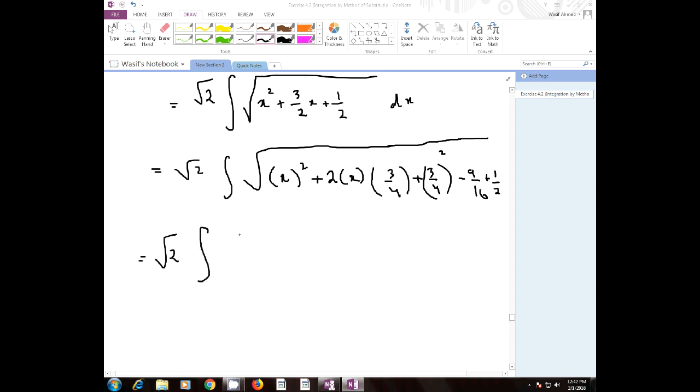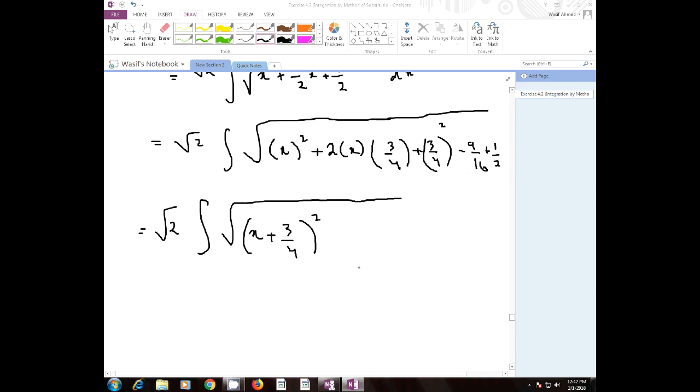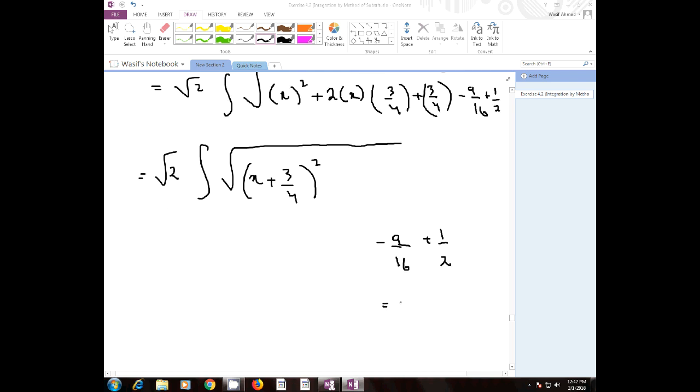Square root 2. And in the integral, you have square root of, the first three terms are the square of x plus 3 divided by 4. And the last two terms can be simplified to minus 9 by 16 plus 1 by 2. Apply the LCM method. You have minus 9 plus 8 divided by 16. That is equal to minus 1 divided by 16. So minus 1 divided by 16 is the square of 1 divided by 4.